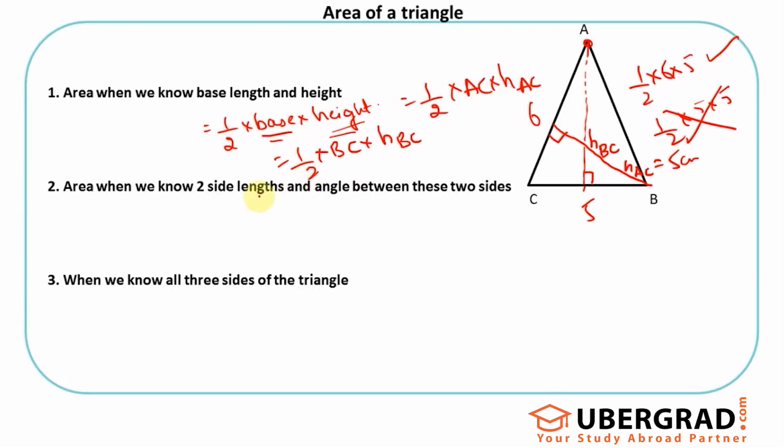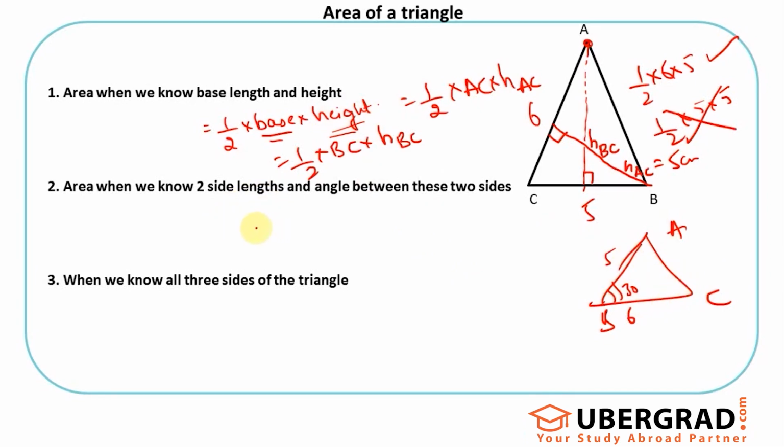Now let's say I know two side lengths and the angle between those two sides. Let's say there's a triangle ABC. I don't know the height or anything, but all I know is this is 5 and this is 6 and this is sine 30. I cannot use the previous formula because I don't know heights, right?